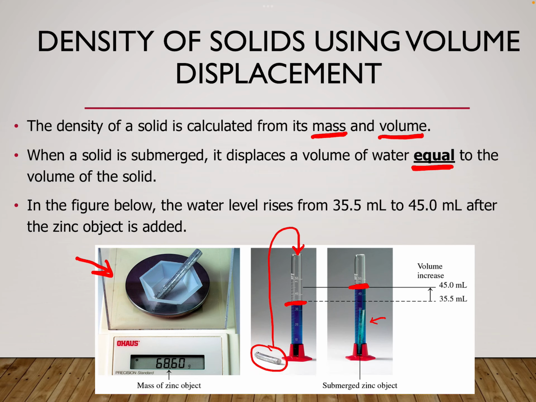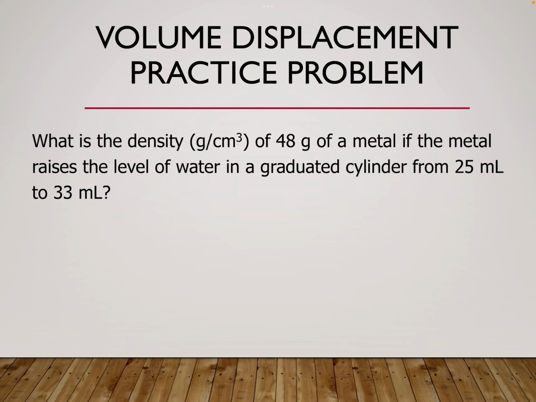So rather than try and get out our ruler and measure the diameter and the height, and then do like the 4/3 pi r cubed h, right? Instead of doing that, we can just measure the volume before, measure the volume after, and subtract them to get the volume of the zinc. Pretty quick and easy, and really useful. So let's try this out in a math problem.